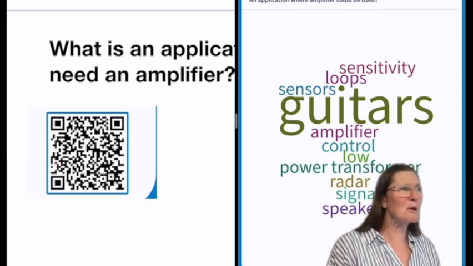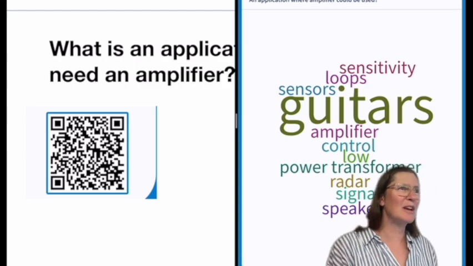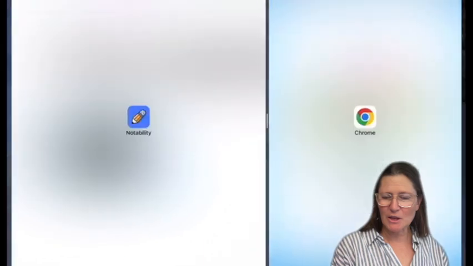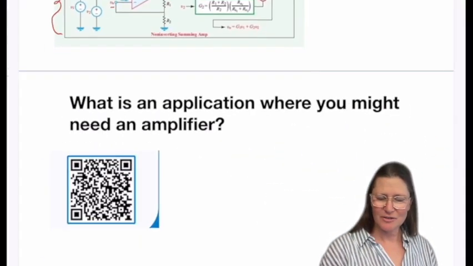There was the Robo-B that we saw before. There was lots of amplification needed to be happening with that one. So great ideas.